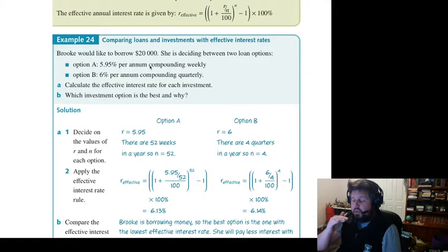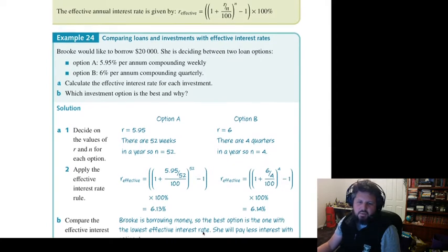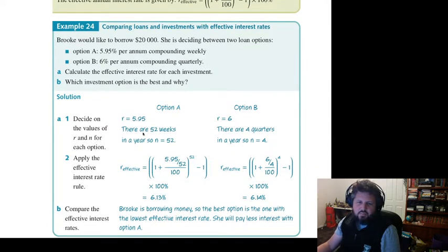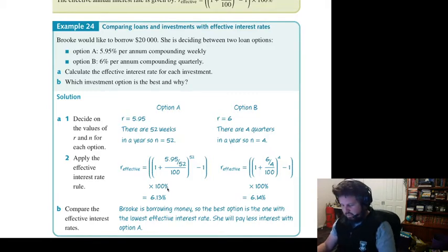So when you're borrowing money, you don't want to be paying as high an interest rate, because it's going to cost you more money. So in this case, the 6.13% is the better option for Brooke because she's paying a lower interest rate. So option A. And you can see here, option A is 5.9% per annum compounding weekly, but now we can see what its effective rate is. It's lower. So Brooke is borrowing money, so the best option is the one with the lowest effective interest rate. So she'll pay less with option A. Oh, sorry about the confusion there.